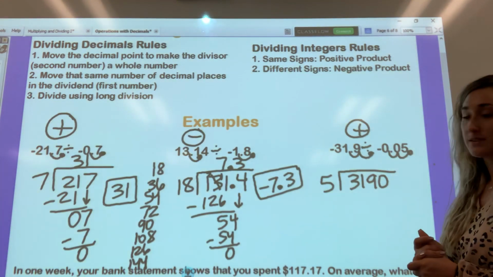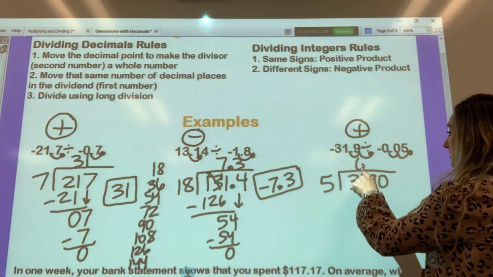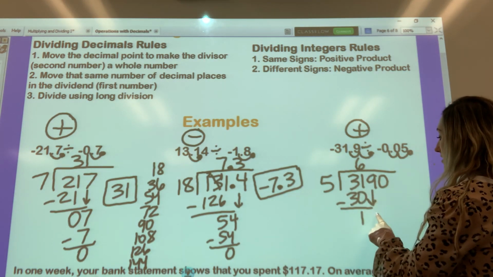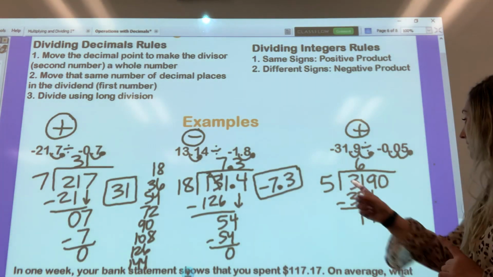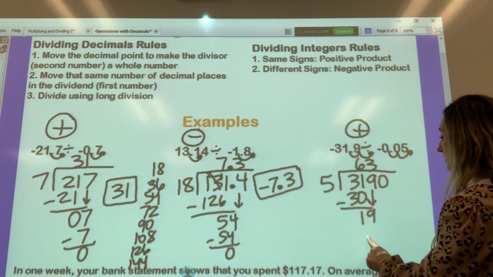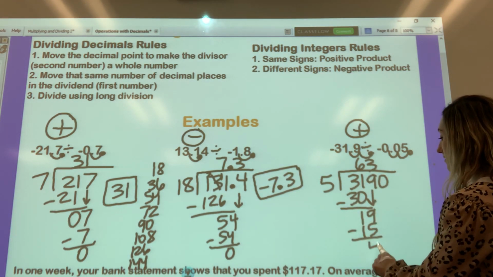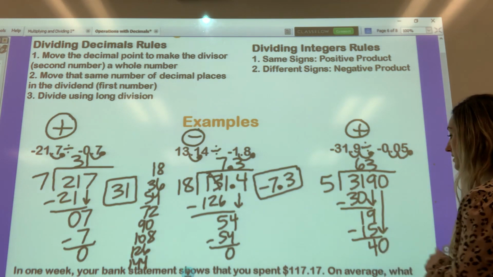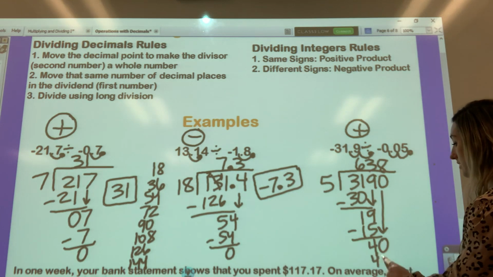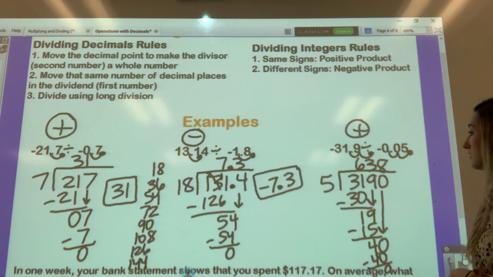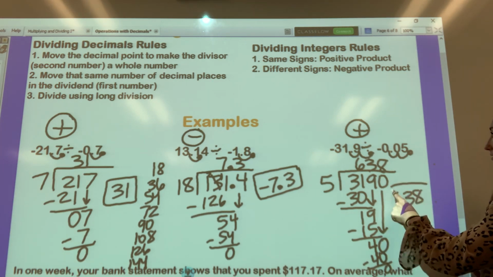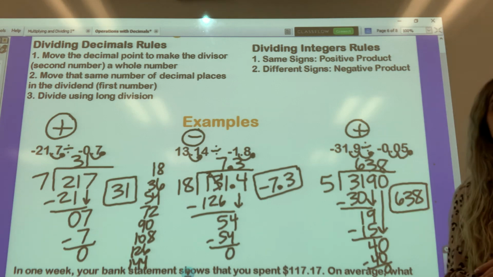And long divide. 5 goes into 31 6 times. 6 times 5 is 30. Subtract and get 1. Bring down a 9. 5 goes into 19 3 times. 3 times 5 is 15. Subtract and get 4. Bring down a 0. 5 goes into 40 8 times, and that is exact. So our answer is 638. Okay.